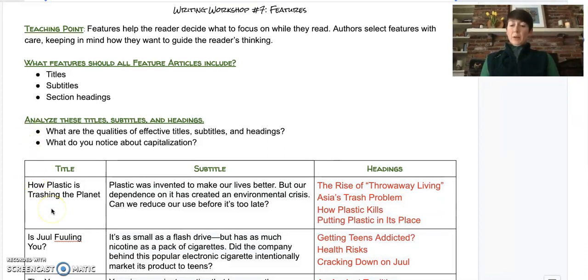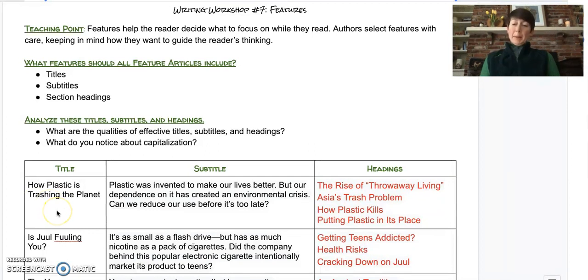So let's first take a look at "How Plastic Is Trashing the Planet." Just take a moment, think about what that title is telling you to prepare your brain for as you read the piece. I know we're talking about plastic. I know we're talking about the environment. And we know we're talking about something negative because of the word trashing. So I'm already preparing for that.